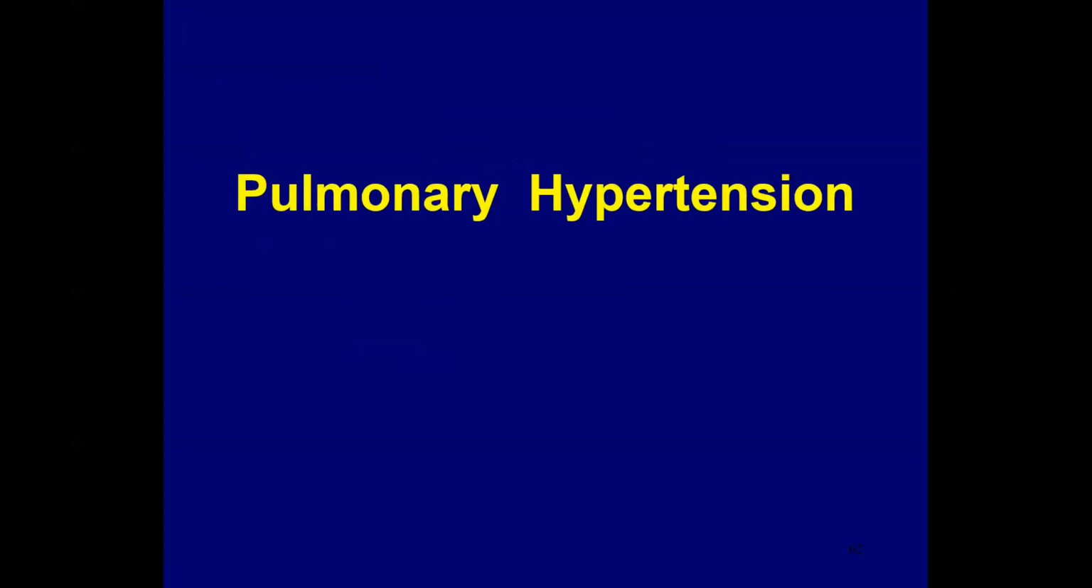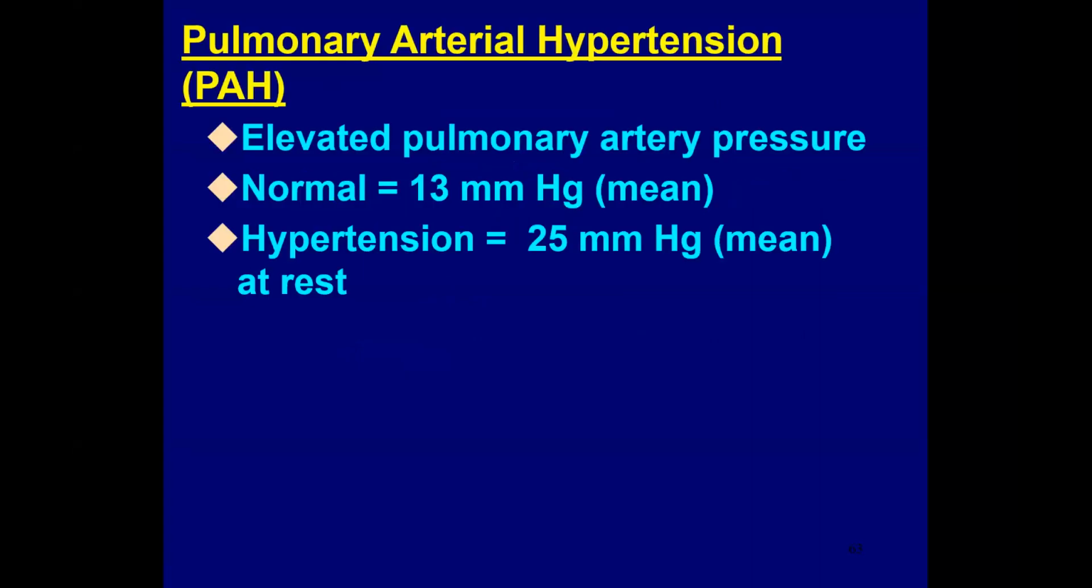Okay, that's it with pulmonary thromboembolism. What we're going to do now is just look at pulmonary hypertension. What is it? It's an elevated pulmonary artery pressure. Normal pulmonary artery pressure is 13 millimeters, the mean. If the mean is greater than 25, then there is pulmonary arterial hypertension.